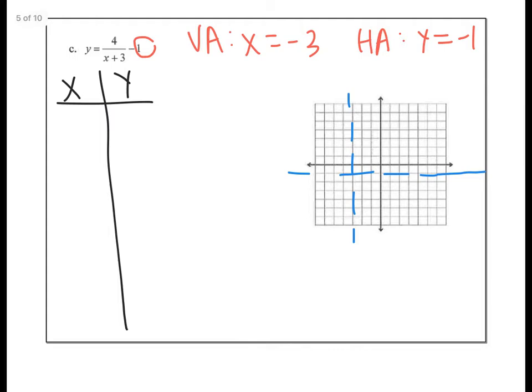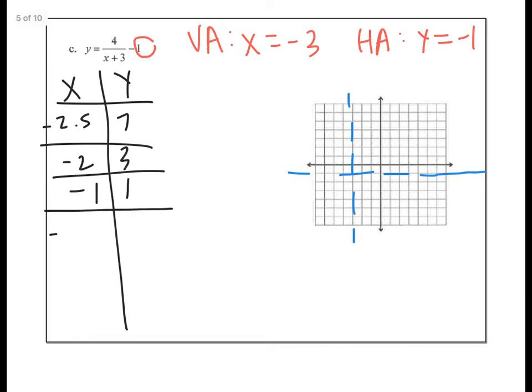The x values that I picked were negative 2.5, negative 2, and negative 1. So those are 3 points to the right of my vertical asymptote, and I got 7, 3, and 1. And then I also picked negative 3.5, negative 4, and negative 5. I got negative 9, negative 5, and negative 3. And actually, nope, that's looking good. I was just checking my work here.